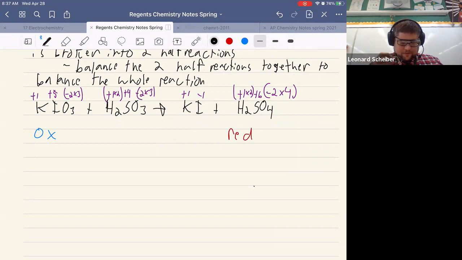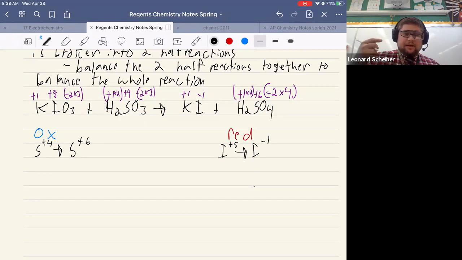Okay. Our oxidation half reaction. I is reducing, S is oxidizing. So we have S plus 4 turning into S plus 6. And then our reduction half, we have I plus 5 turning into I minus 1. Is that correct? Let's just double check. It's good. That looks good.